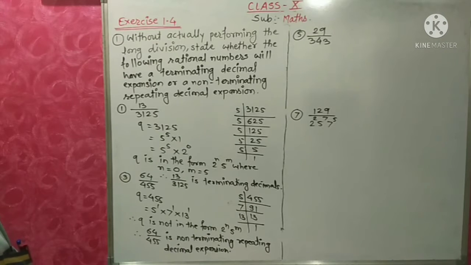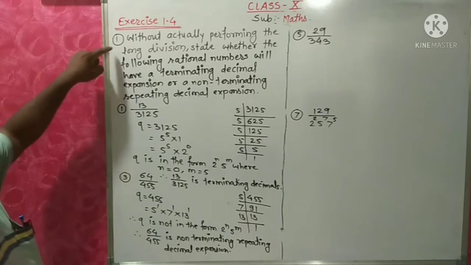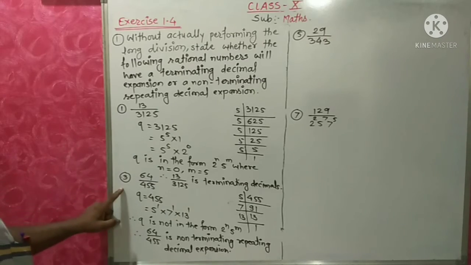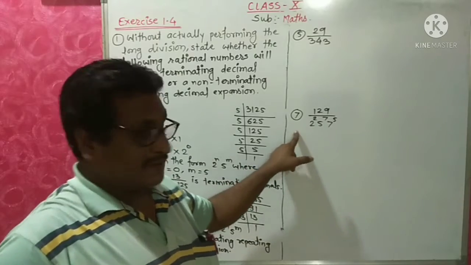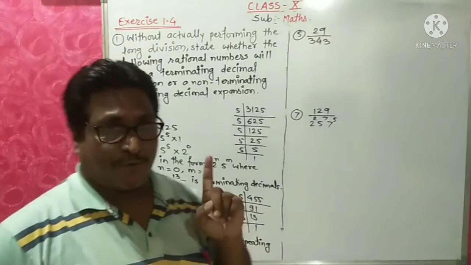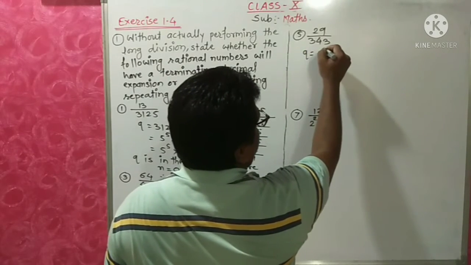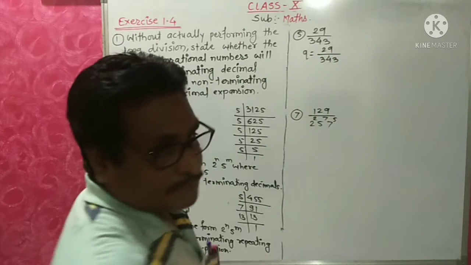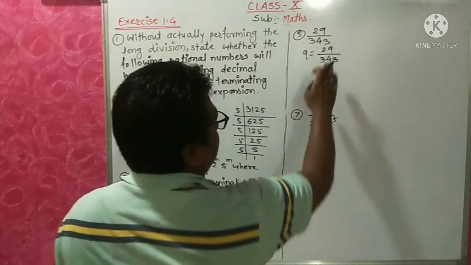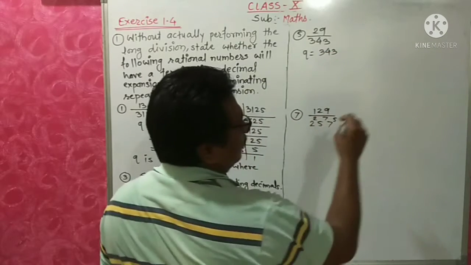Understood how to do? Hope you understand this. Now we will go on to the next question. From exercise 1.4, first question, I am explaining the first example, third example, fifth example and seventh example. The remaining is homework for you. Now the fifth example, 29 by 343. So Q is 343. Factors of 343.